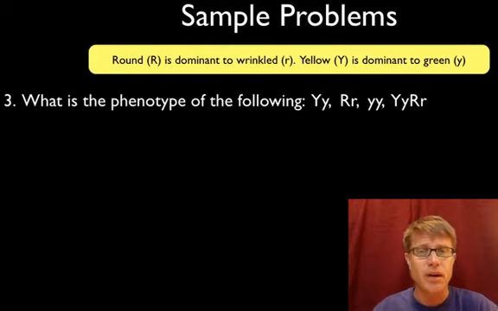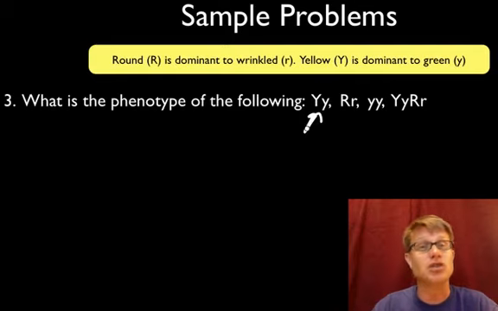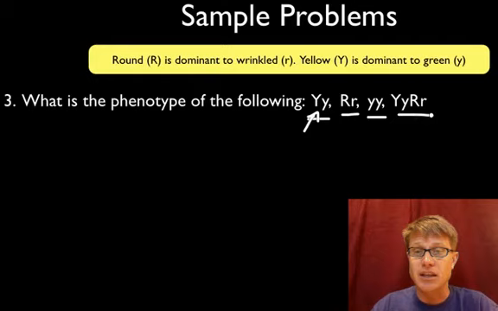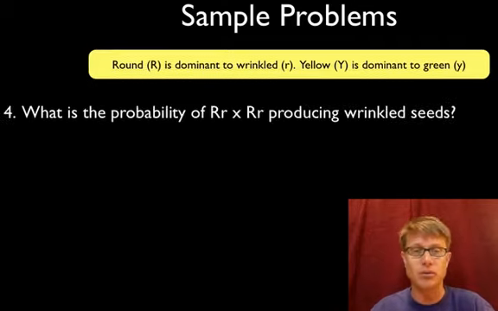Let's look at number 3. What's the phenotype of the following? Well, this right here is going to be the genotype. In other words, big Y, little y is going to be the genes that you have. What's going to be the phenotype? Well, that's physically what you look like. And so for the first one, even though its genotype is big Y, little y, or it's heterozygous for that, its phenotype would be yellow. So this is going to be yellow. This one's going to be round. This one's going to be green, and this one here is going to be yellow round. Phenotype is physically what you look like.